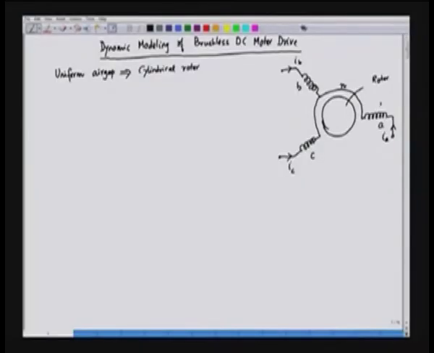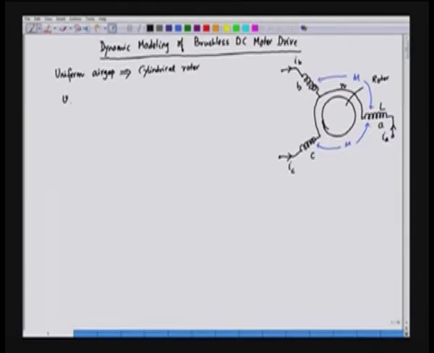Now we will assume that each stator winding has an inductance of L, the self inductance is L, and the mutual inductance between two phases will be M. So the capital L is the self inductance and the mutual inductance between two phases would be M, and this inductance is between say phase A and phase B, and similarly between phase A and phase C is also M.